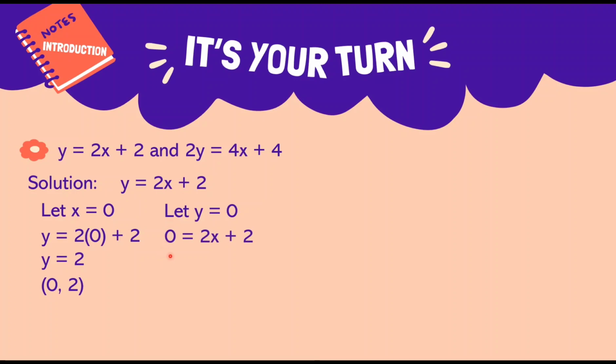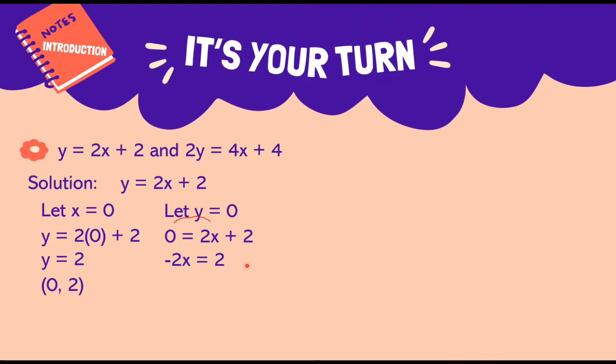Ayan. So, we already substituted 0. So, 0 is equal to 2x plus 2. So, let us transpose 2x to the other side of the equation para mas makuha natin yung value ng ating x. So, since this is positive 2x, when we transpose this to the other side, it becomes negative 2x. So, negative 2x is equal to 2.